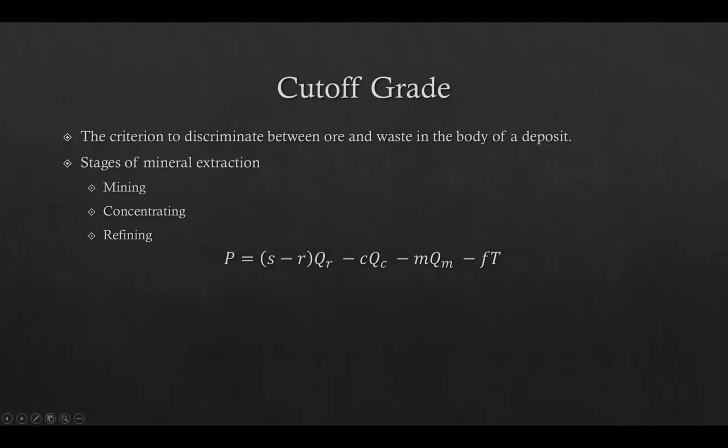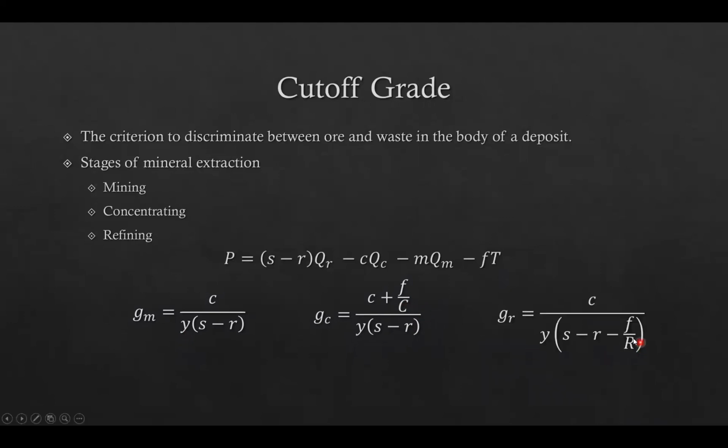If the purpose is to maximize the profit and the limiting constraint is the mining operation, the cutoff grade is given by this equation, where Y is the recovery. For example, if we have 100% mineral recovered from the ore, Y will be 1. Similarly, if the limiting condition is concentrating capacity, the cutoff grade equation becomes this one, where we have a new parameter, capital C, which is the concentrating capacity. And if the limiting condition is refining capacity, the cutoff grade equation becomes this one, where we have this new parameter, capital R, which represents the refining capacity.